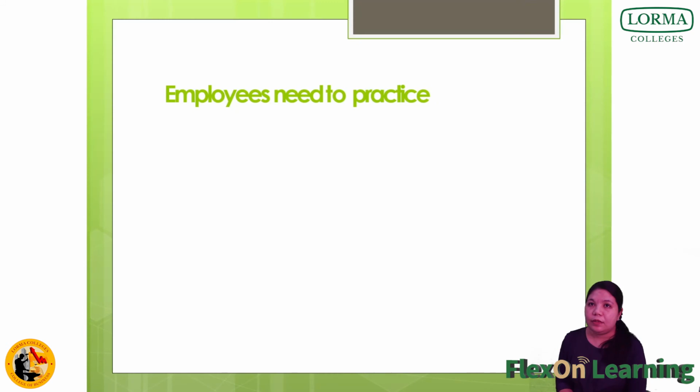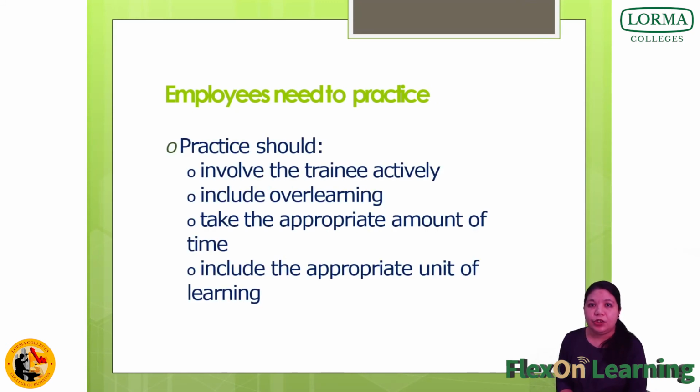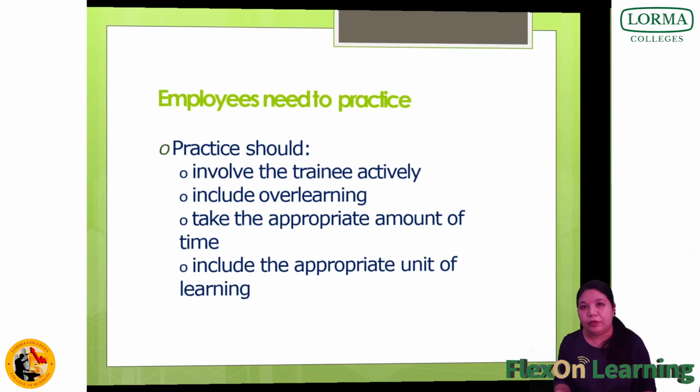Another one, employees need to practice. Practice should involve the trainee actively, include overlearning, take the appropriate amount of time, and include the appropriate unit of learning. You know that there are certain hours that our brain can take a lot of information already. So we need to also consider the amount of time.